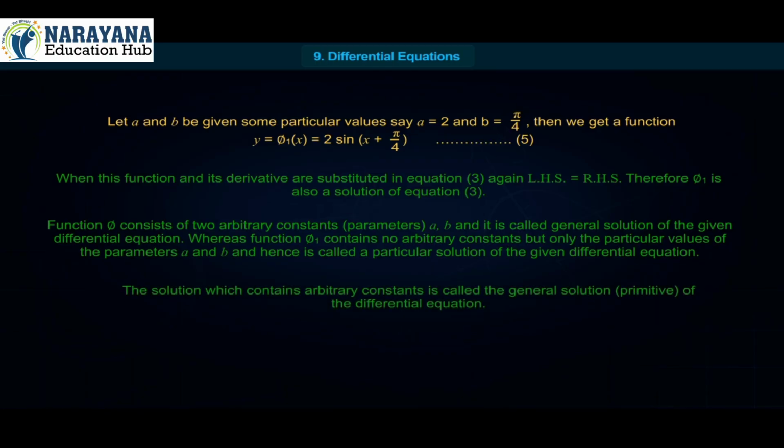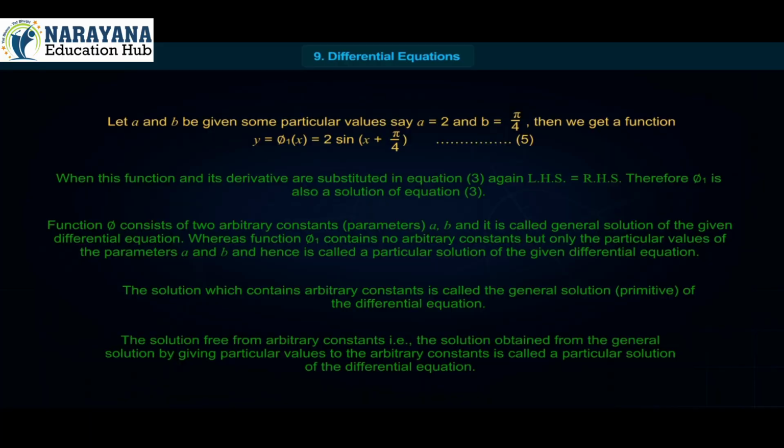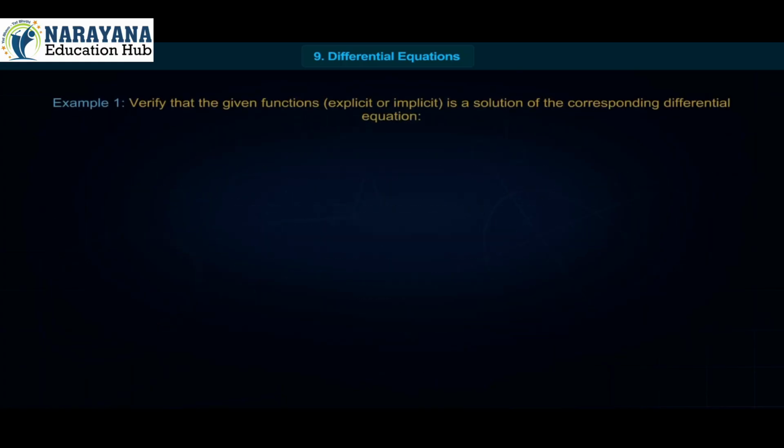The solution which contains arbitrary constants is called the general solution, that is the primitive of the differential equation. The solution free from arbitrary constants, that is the solution obtained from the general solution by giving particular values to the arbitrary constants, is called a particular solution of the differential equation.